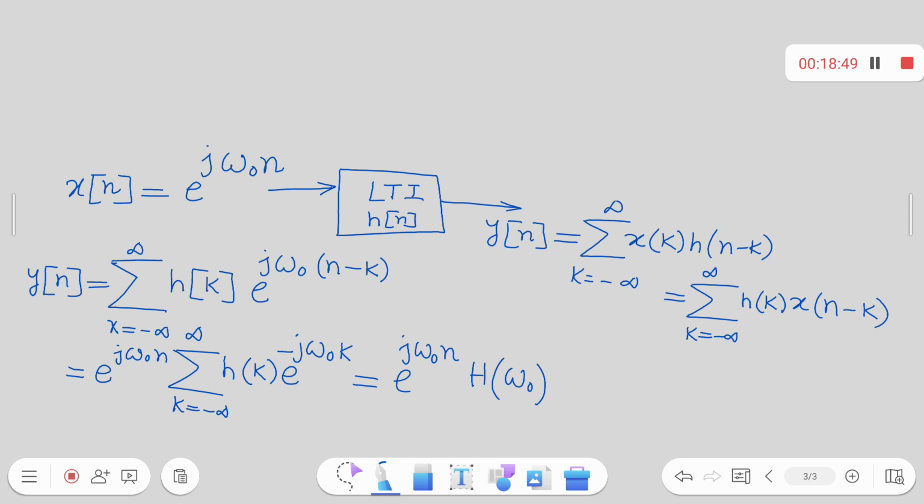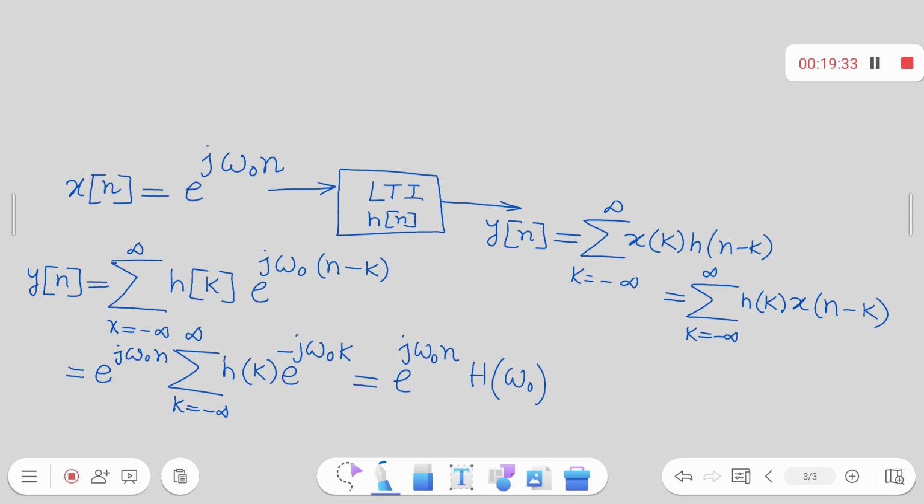What is H of omega naught? Summation k going from minus to plus infinity, h of k, e to the power minus j omega naught k. So even for the discrete time case, I am getting it back. It is not e to the power j omega t, rather e to the power j omega naught n, and I am getting it back. So for this LTI system, whose impulse response is given by h of n, e to the power j omega naught n can be considered as its eigenfunction. That means if you provide this as the input, it is very easy for you to calculate the output.